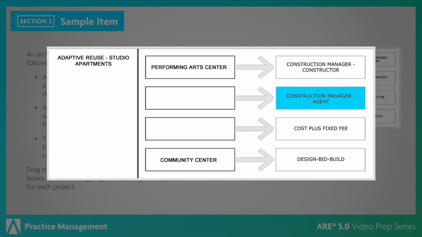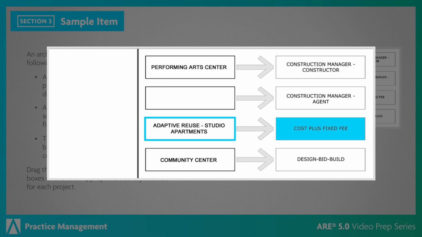The Construction Manager as Agent delivery method can provide the owner with early construction consulting, but does not provide a final construction cost during the design phase. Since the adaptive reuse project contains unknown conditions, a cost-plus fixed-fee delivery method would be the most appropriate because it disconnects the contractor's profit from any increase in project costs that may occur during construction.